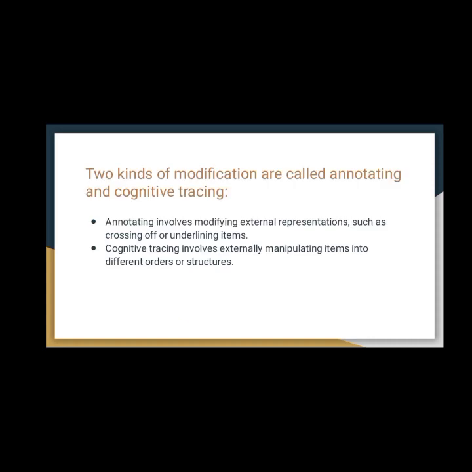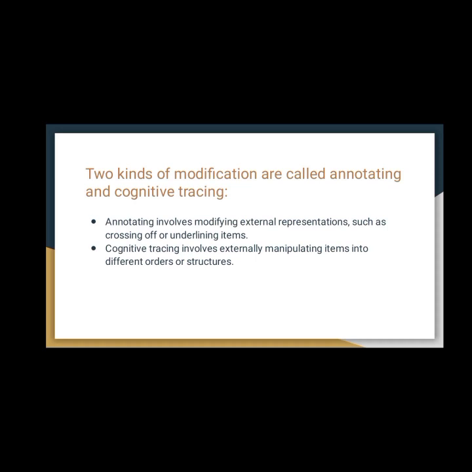So the kinds of modification are annotating and cognitive tracing. Annotating is crossing off or underlining items. The best example here is when you go shopping and you get the items and put them in the cart, and you are going to mark or cross the items off the list. And also in cognitive tracing, it is manipulating items into different orders. So you're going to rearrange the items.